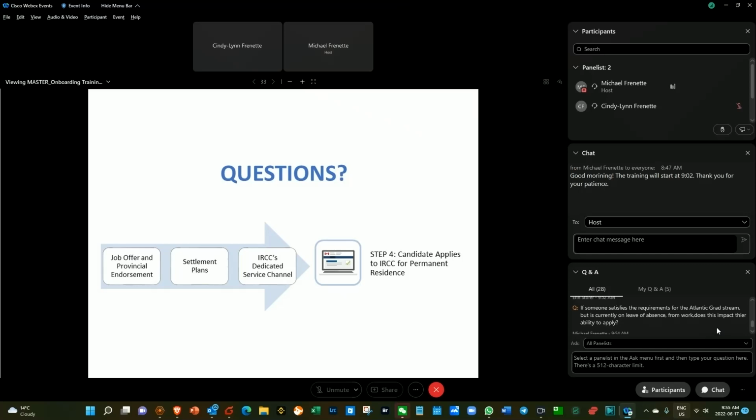That is correct. The Atlantic Immigration Program is a permanent residency program, so that is completely separate from applying for a work permit. There is a work permit component if you need to hire the person right away, but the AIP is for permanent residency.